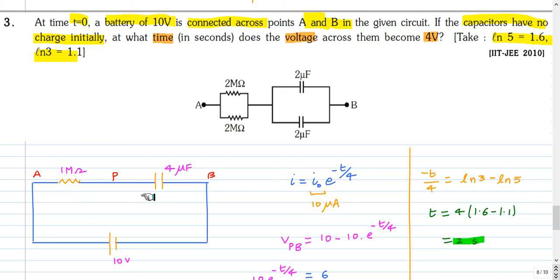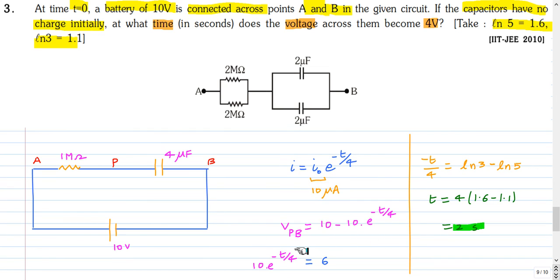And voltage drop across PB as a function of time will be total voltage of 10 minus the voltage drop across the resistance. Voltage drop across the resistance is current into the resistance value, so current is 10 microamps into e raised to the power minus t by 4, into 1 mega ohm. So mega will cancel with this micro, so it will become 10 into e raised to the power minus t by 4. So V_PB, we have to find the time instant at which the V_PB value is 4. So putting V_PB equal to 4, we get 10 e raised to the minus t by 4 equal to 6. So you have to find the time which satisfies this equation.